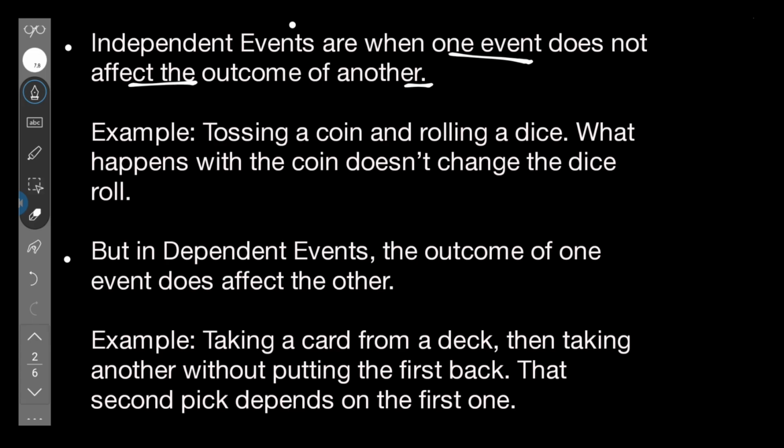But in dependent events, the outcome of one event does affect the other. Example: taking a card from a deck, then taking another without putting the first back. That second pick depends on the first.